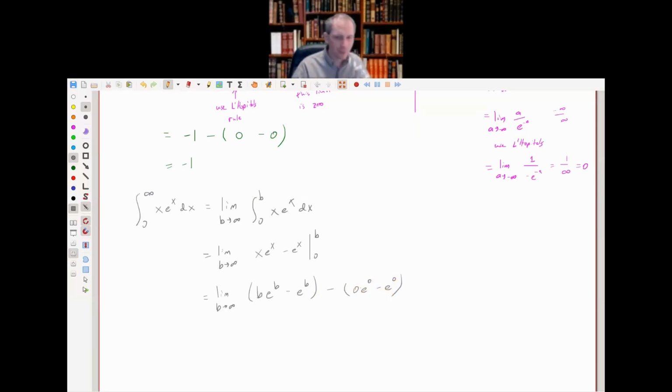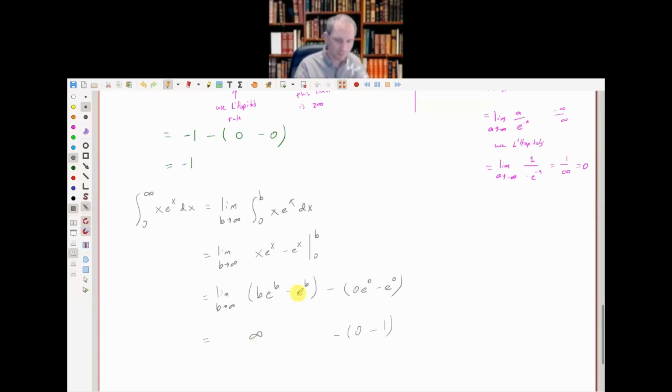Over here, we already worked out something kind of like this. E to the 0 is 1 times 0 is 0. So this is 0 and this is a 1. On this side, I want to see what happens when I plug in. When I try to plug in, I'm going to get infinity when I plug into b. And e to the infinity is also going to be infinity. Infinity times infinity is not an indeterminate form. That gives me an infinity.